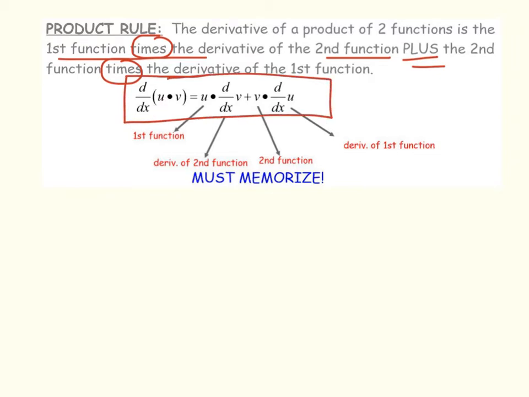My two functions are u and v. The product rule says I leave u, that's the first function, and I multiply it by the derivative of v, which is the second function. And then I do the reverse. I add that to, I leave v, and I multiply that by the derivative of u. This is called the product rule, and you have to have this memorized.